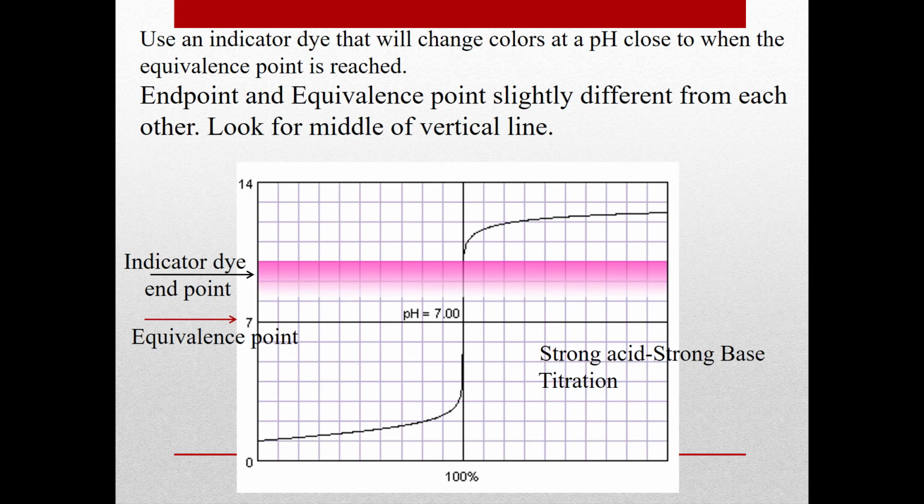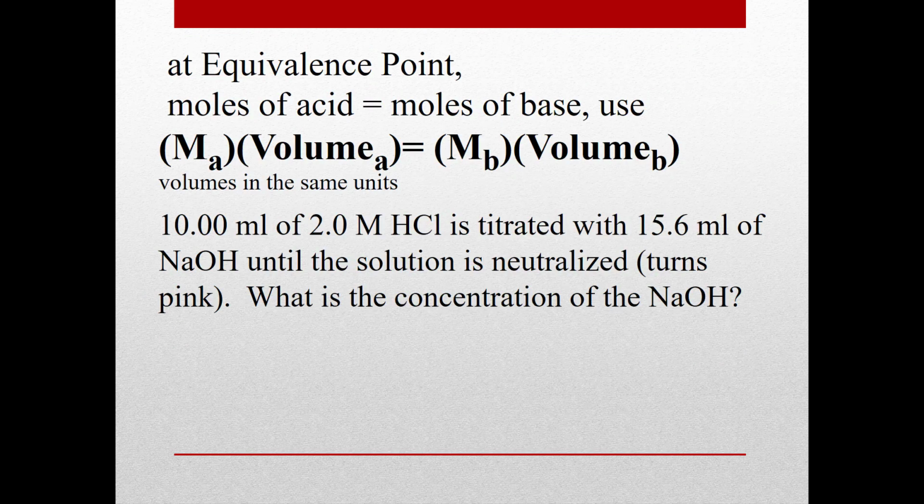So the end point is when I stop my experiment. When I see the color change, I will stop. My equivalence point, this is where the strong acid equals the strong base. The moles of the strong acid equals the moles of the strong base. And so I want these two to be pretty close together. All right, here's an example titration problem.